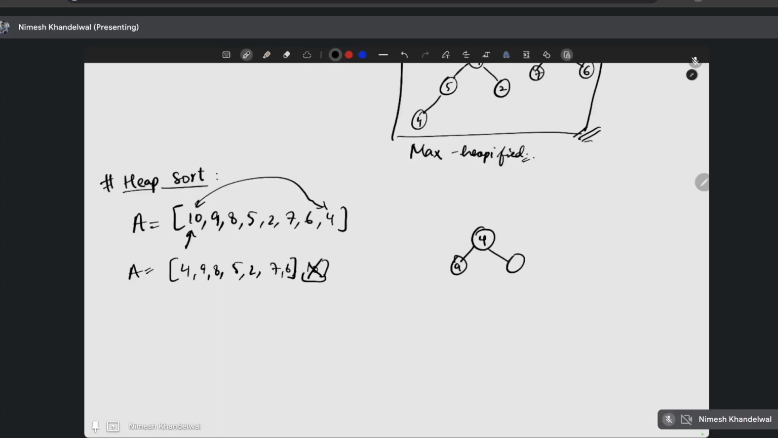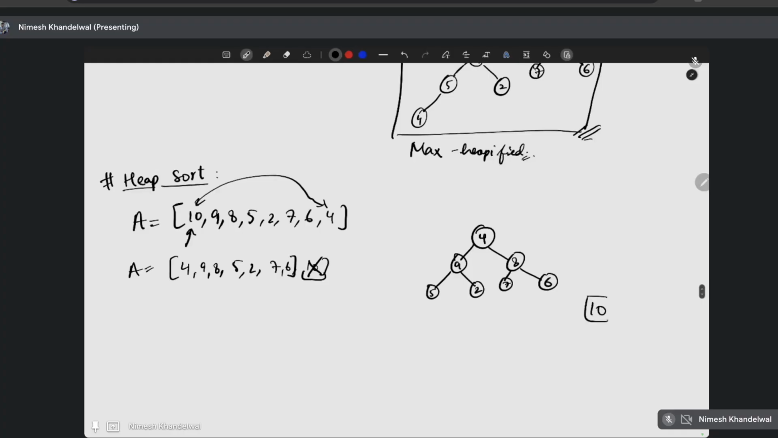9, 8, 5, 2, 7, 6. So this tree now, 10 is out of the array, right? That is basically the largest value of the whole array that we have separated out. Now to perform this step again, we need to get this into the max heap form, right? Max heap form is required. So we perform max heapification again on this tree.